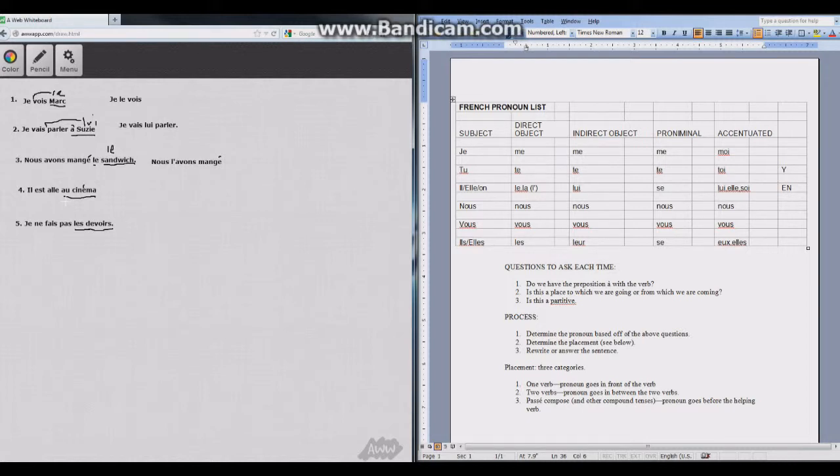And I think I'll have time for at least one more. Il est allé au cinéma. And here we have something that looks weird, this au cinéma, to the movies. Alright, now French plays hide and seek. This au is a contraction of à and le. So here I have the preposition à with the verb. Now is this a place? Yes it is. Am I going to that place? Yes I am, because I'm using the preposition à. Well, if you remember, when we go to a place, it's y. So this is going to be y.